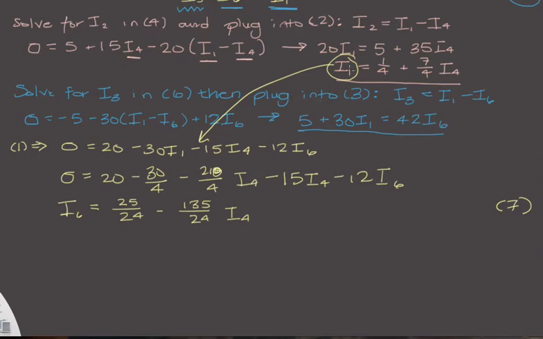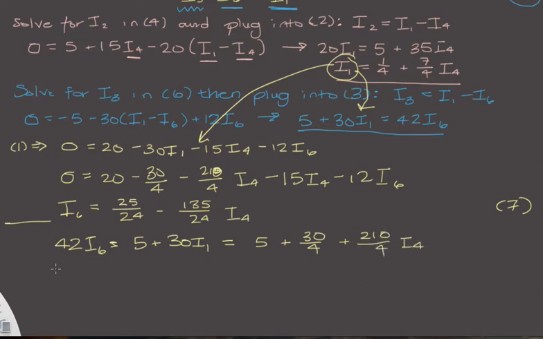Alright, so now that we have that, let's go back to this 42I6 is 5 plus 30I1. Again I have what my I1 is here, so I'm going to take that and plug it into the I1 here. So coming from this, as a separate step, we're going to have 42I6 on the left-hand side. That equals 5 plus 30I1, where your I1 is exactly what we've written up there. So it's going to be 5 plus 30 times a fourth, which is just 30/4, plus 210 over 4 times I4. Okay, so we have this whole thing here.